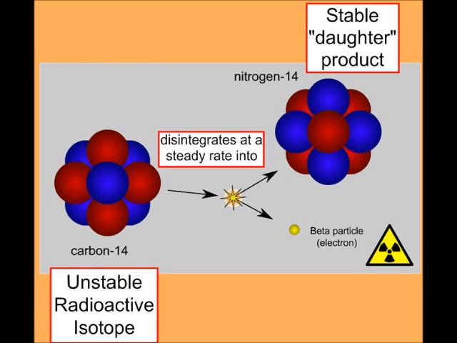The carbon-14 radioactive isotope is unstable, which means that it will change into a more stable daughter product. That change is often referred to as disintegrating or decaying, and this happens at a steady rate. So in this example, carbon-14 disintegrates at a steady rate into nitrogen-14.